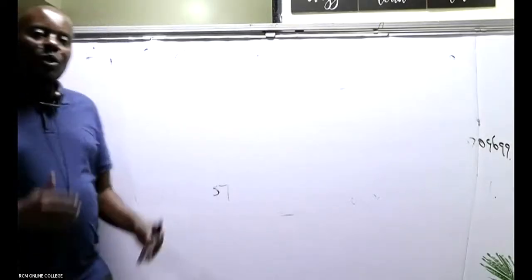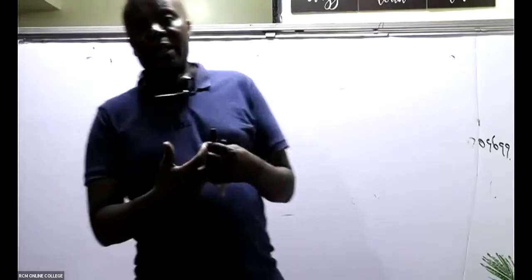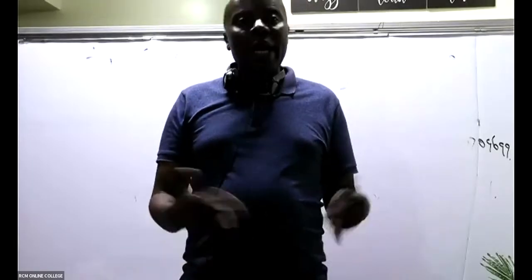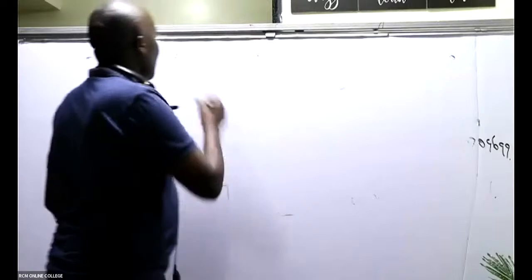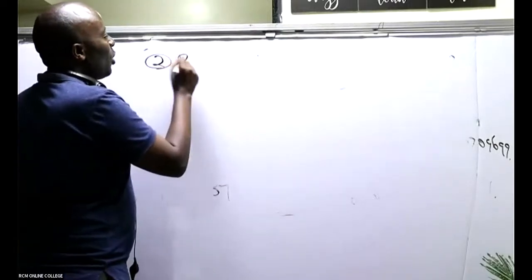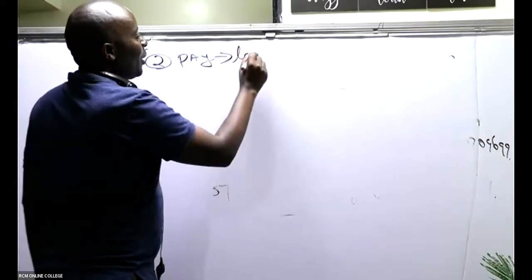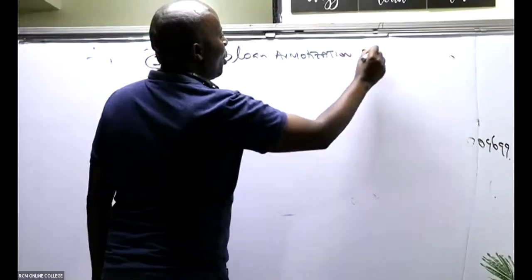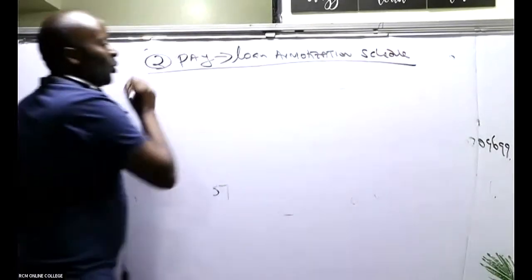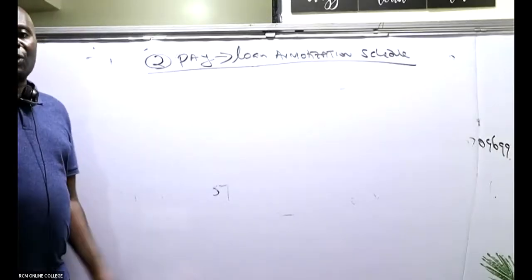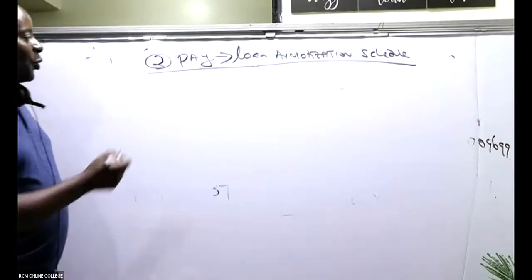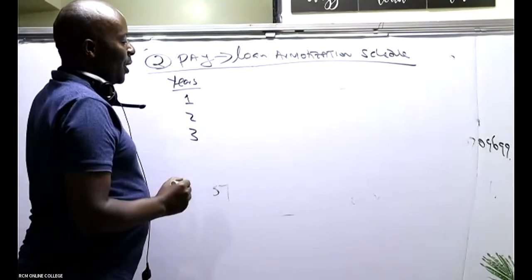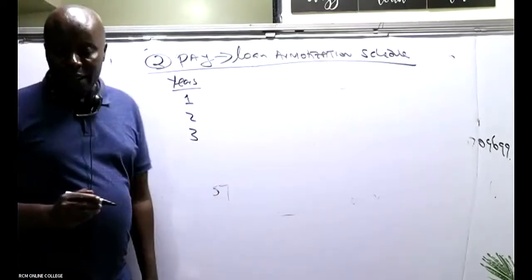Thank you so much. So then, having established a liability, the second thing that we need to do is to pay. So number two, the lease liability shall be paid. We normally pay it through a loan amortization schedule. So you prepare a loan amortization schedule, because now you know you owe. Remember, we have 3 years. So we have years 1, 2, and then 3.